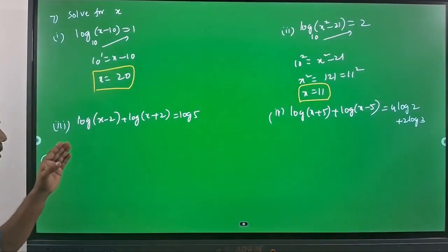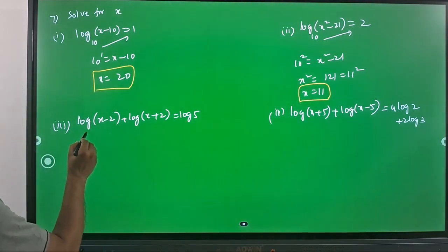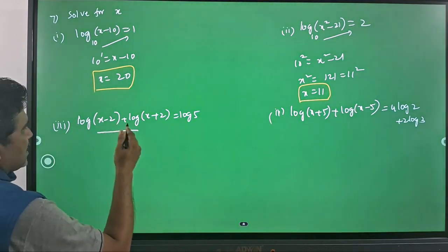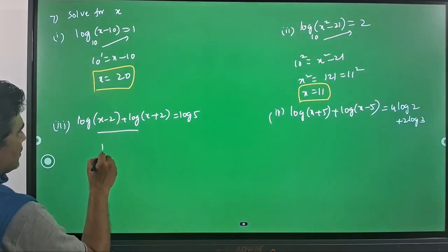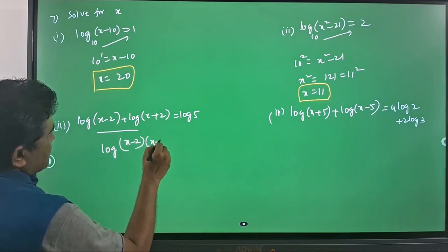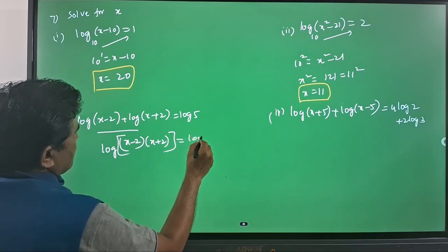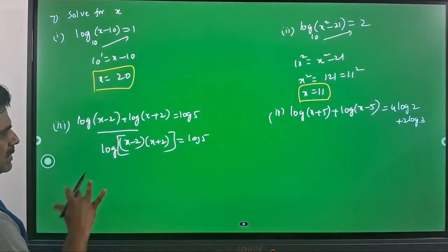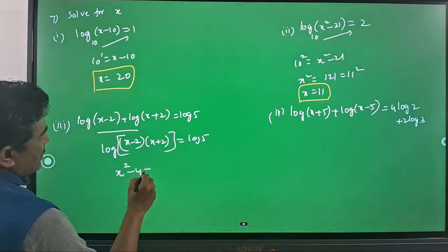And come to the third one: log (x minus 2) plus log (x plus 2) is equal to log 5. Here, these two are under addition, so you can multiply after bringing them under one logarithm. So log of (x minus 2) into (x plus 2) is equal to log 5. So both sides, if you take out the logarithms, you will have x square minus 4 is equal to 5.